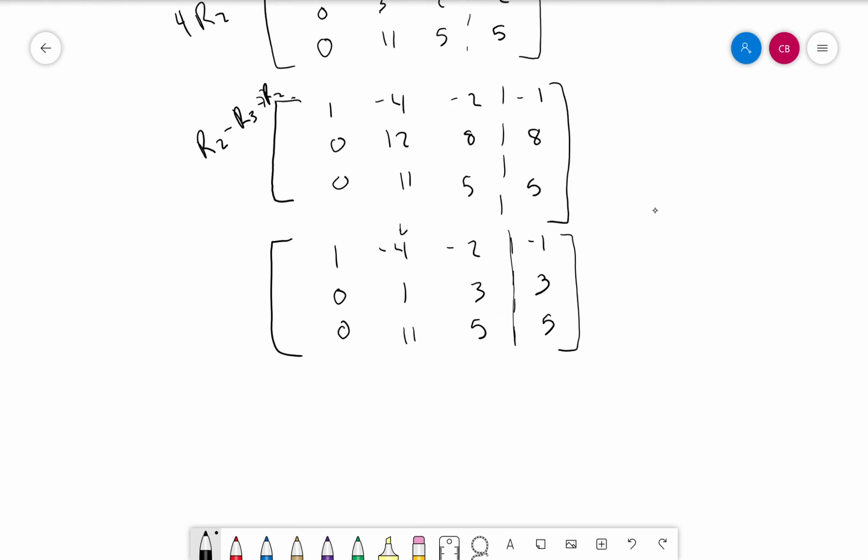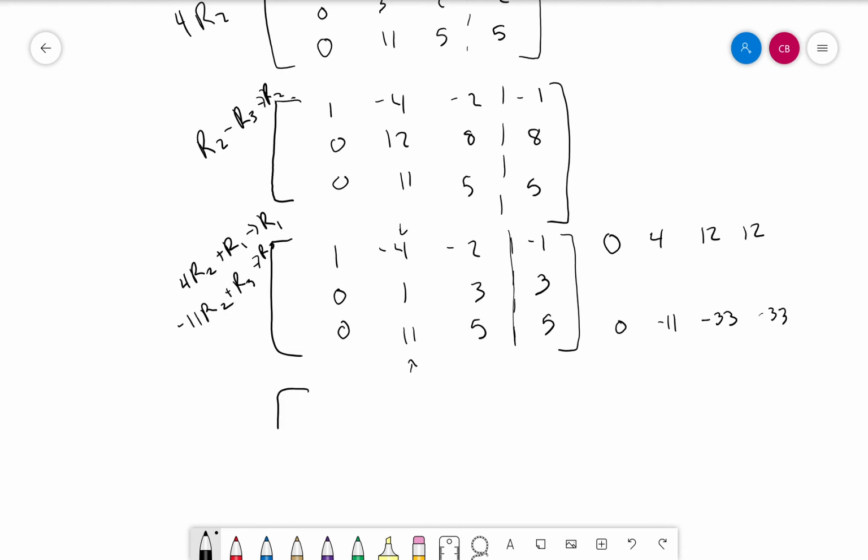Now I need to make this negative 4 a 0 and this 11 a 0, so I need to do 4 times row 2, add it to row 1, yield row 1. Negative 11 times row 2, add it to row 3, yield row 3. Okay, let's multiply that out. 4 times 0, 0. 4 times 1, 4. 4 times 3, 12. Negative 11 times 0, negative 11 times 1, negative 11. Negative 11 times 3, negative 33.